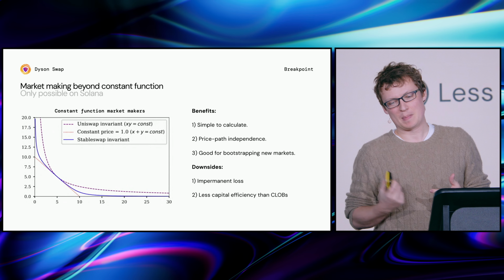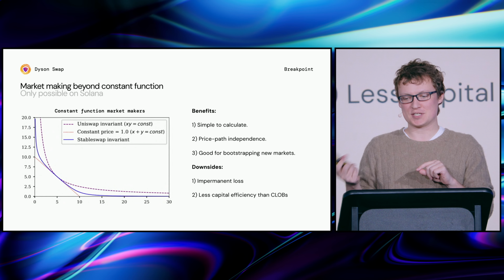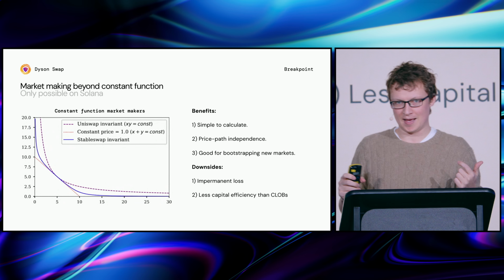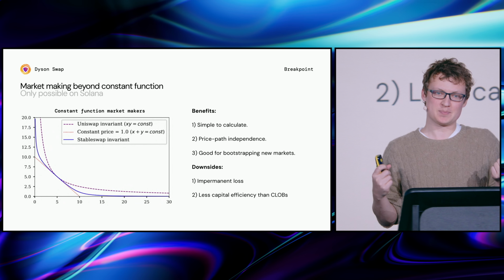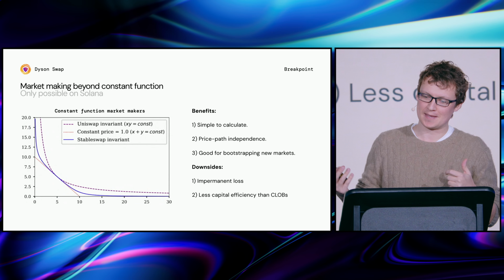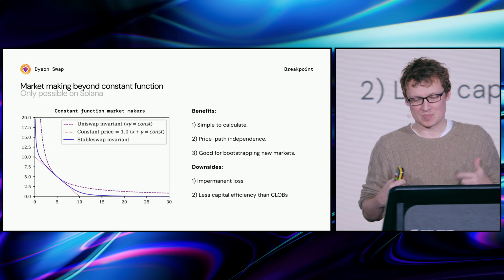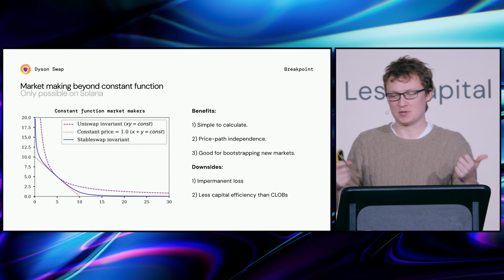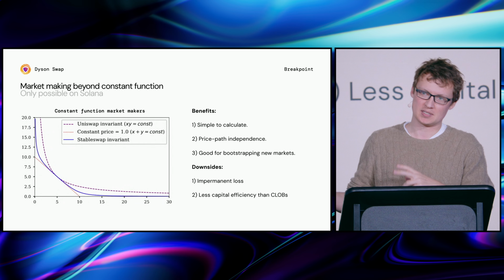So first of all, why do people use constant function AMMs? Well, first off, they're simple to calculate, which is great for lower throughput chains. Secondly, they're price path independent, which can be a good thing. Third, they're really good for bootstrapping new markets. So what are the downsides? Well, you can suffer from impermanent loss, and they're less capital efficient than CLOBs.